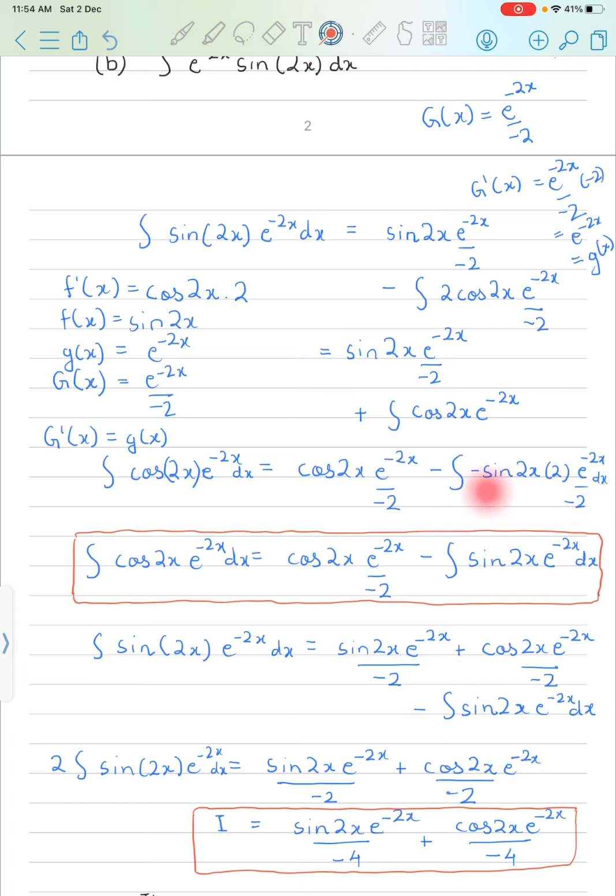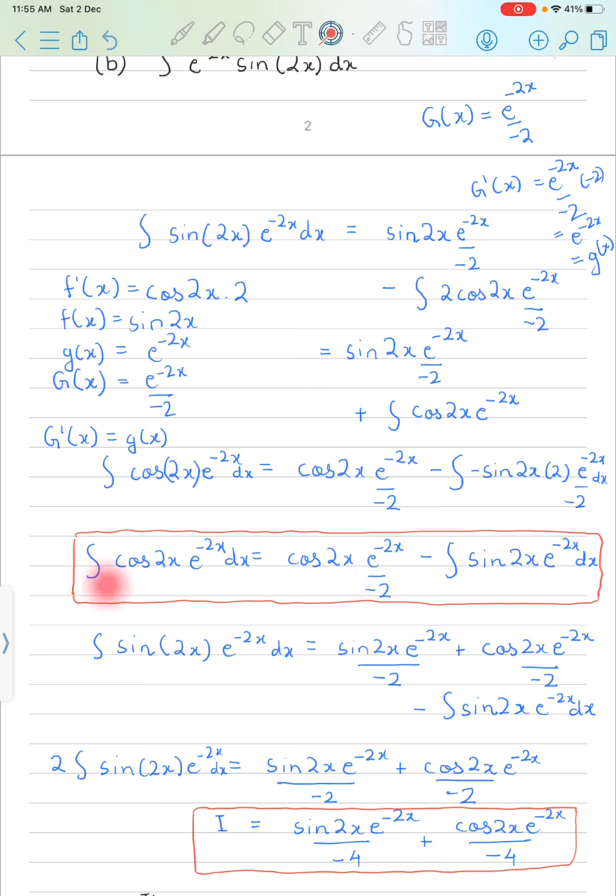And now you can see this minus and this minus will be plus, and then there is another minus. Okay, so we'll get a minus sign here, and 2 and 2 will cancel out. Okay, so it will be minus sine 2x into e to the power minus 2x dx, and this thing will be cos 2x into e to the power minus 2x by minus 2.